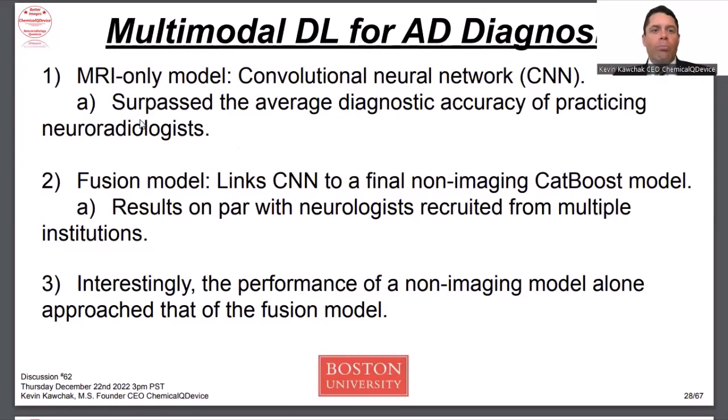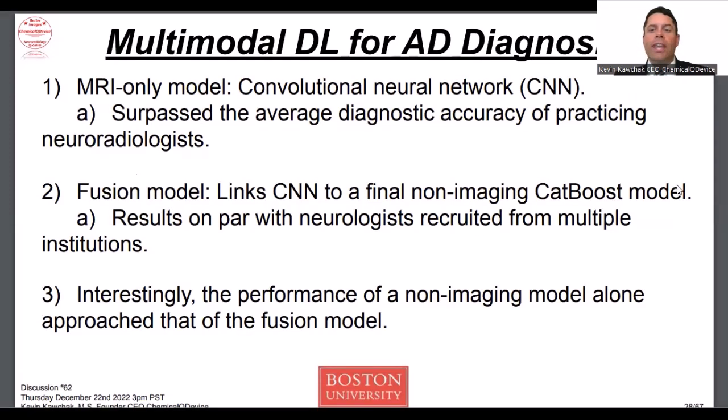So they chose two models. So the first model is artificial intelligence, or ML, but it's MRI only. So that's a convolutional neural network, and they say that it surpasses the average diagnostic accuracy of practicing neuroradiologists. So then you have the fusion model, so that links the CNN to a final non-imaging CatBoost. So their CatBoost is what they say helps. So if it's not imaging, it's likely going to be like electronic health records.